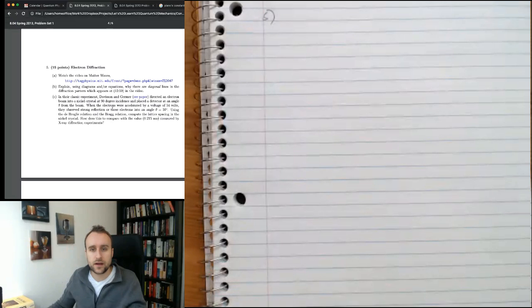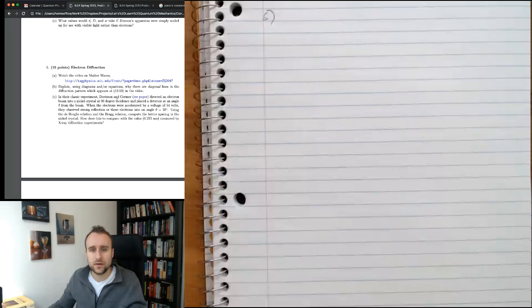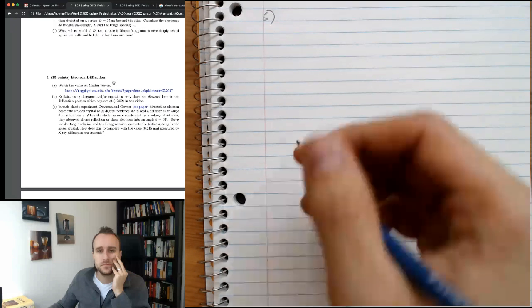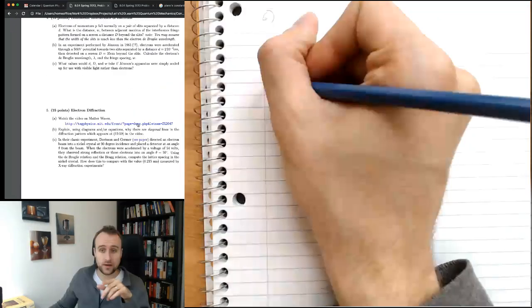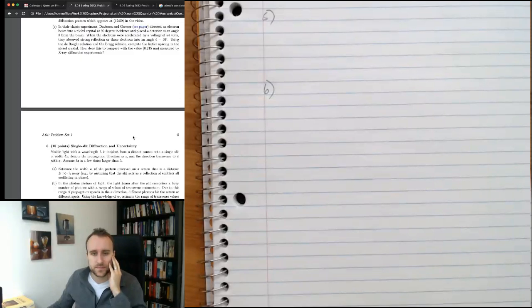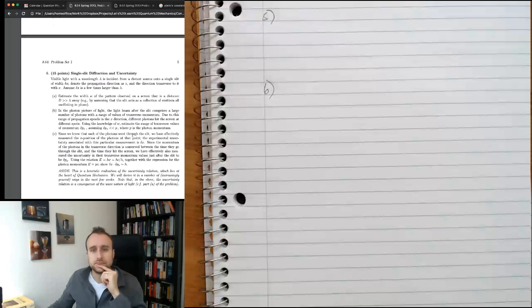Problem set 5, electron diffraction. Watch the video on matter waves. Oh yeah, this was the one. This is a long video. I don't know whether I want to watch this whole video right now. I'm going to skip 5. It's just because this video, I checked it last time when we were going through the problem set. It's like an hour long, and I don't want to go through that right now. All right, let's do 6, single slit, diffraction, and uncertainty.